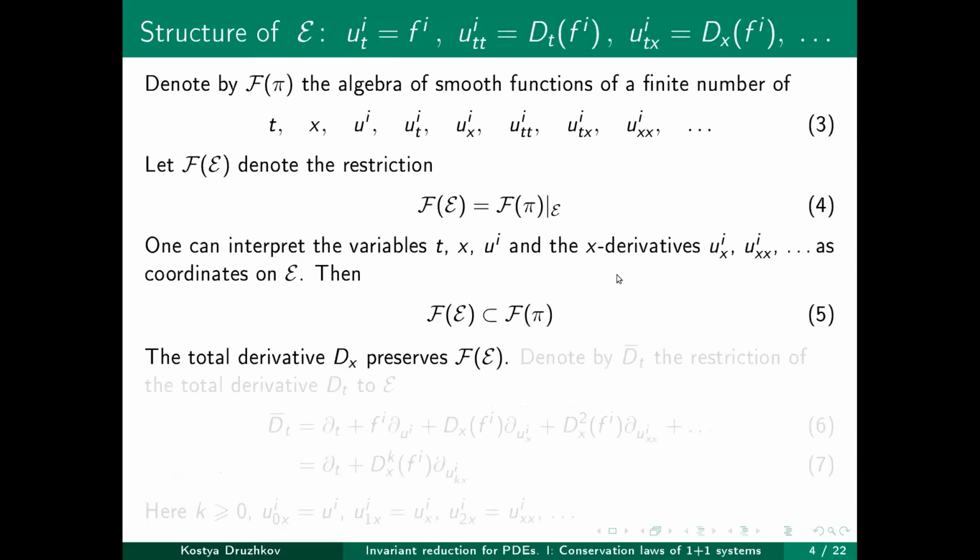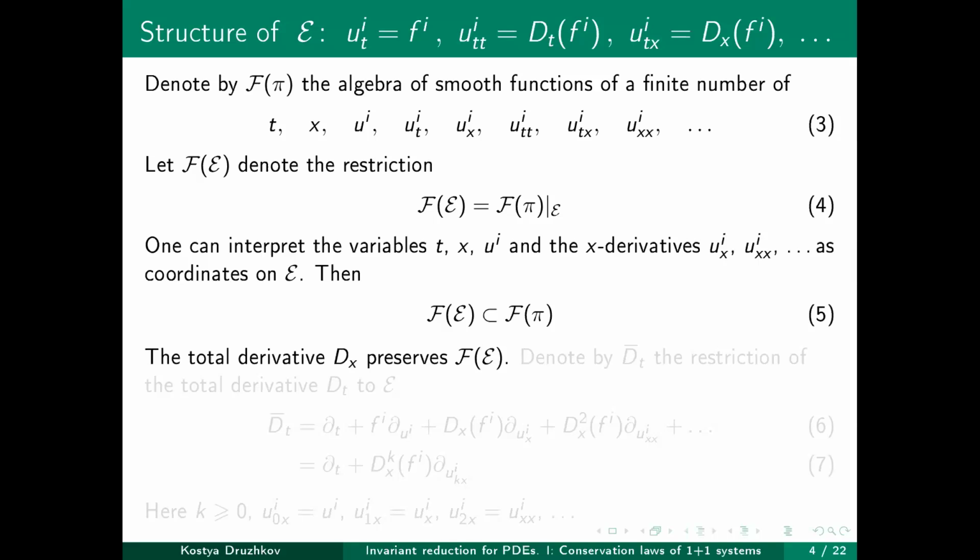Let's discuss the structure of this infinite prolongation. Denote by F(π) the algebra of smooth functions of a finite number of variables given by formula 3, all possible variables on the infinite jets, and let F(ε) denote the restriction of this algebra to the infinitely prolonged equation ε. One can interpret the variables t, x, u^i, and x-derivatives as coordinates on ε.